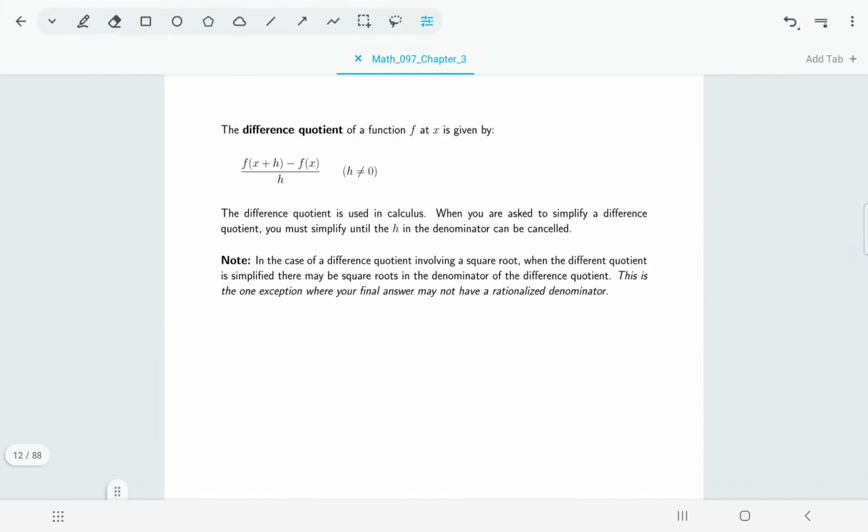Welcome back. In the last video, we talked about evaluating functions using things that were not just numbers. And one of the applications where we will need to evaluate a function, not just evaluate a number, is for a thing called the difference quotient. I'm going to skip over what the difference quotient is and what it represents, because this is really a topic from calculus.